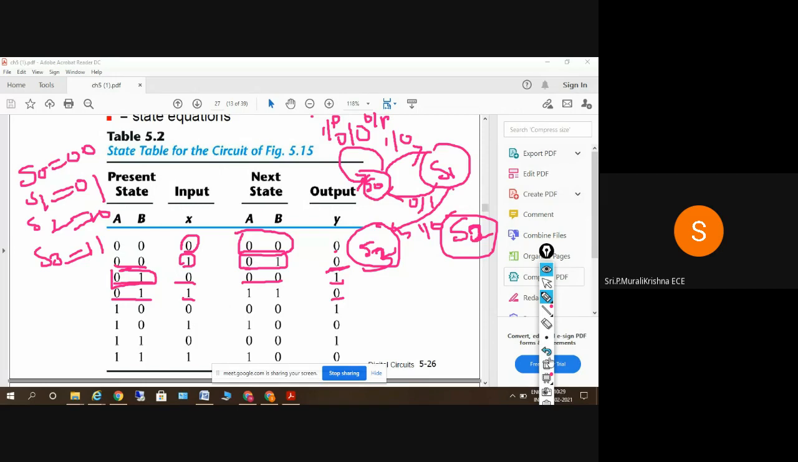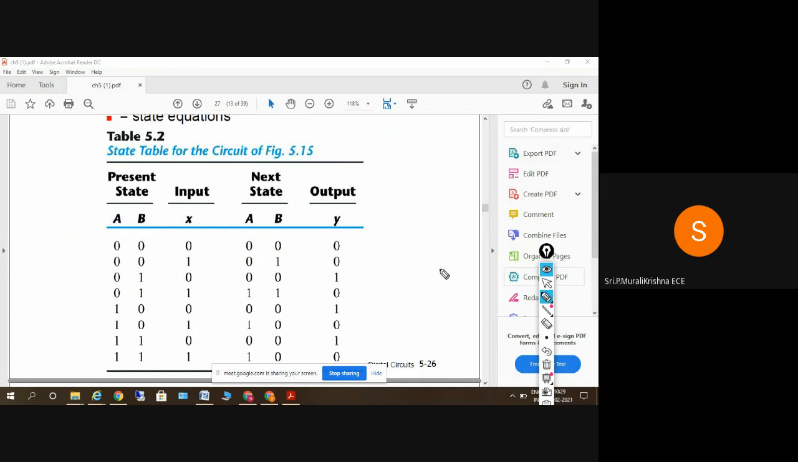Clear? Do you understand how to draw a state diagram? Yes, sir. Okay. So this is how we draw. I'll show you here.